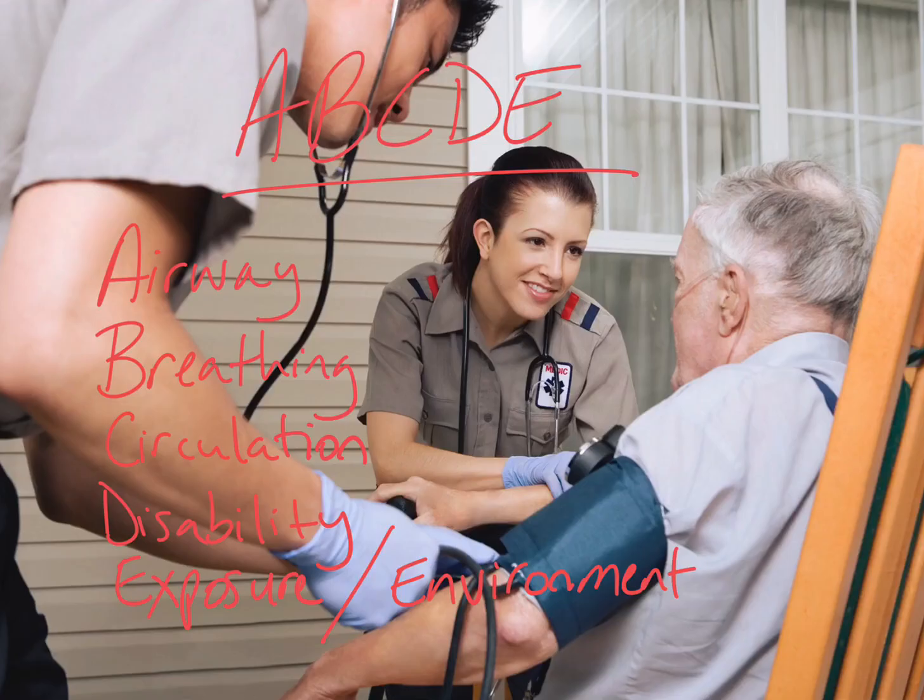Our next acronym is ABCDE. After you've determined that the scene is safe, your first action of the physical assessment will be to check the A, B, C, D, and E's of your patient. This is an acronym that lists everything you need to do initially and maintain these things in order of importance.